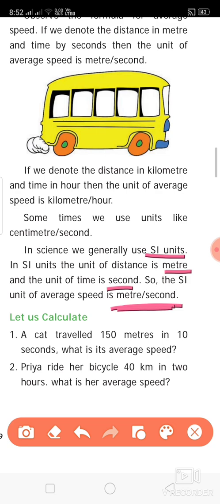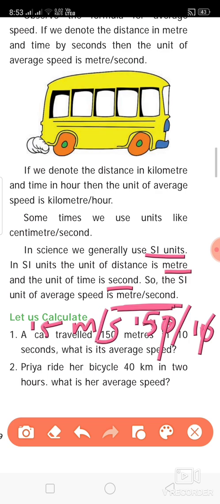A cat travels 150 meters in 10 seconds. What is its average speed? So what is the formula we should follow? Average speed is equal to distance travelled by time. Distance travelled here is 150, time is 10. So we can easily calculate: 15 meter per second. Don't forget to substitute the unit, 15 meter per second.